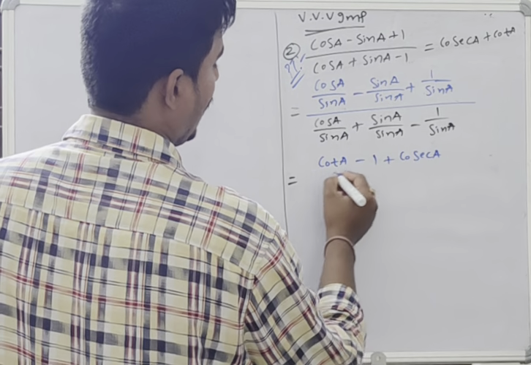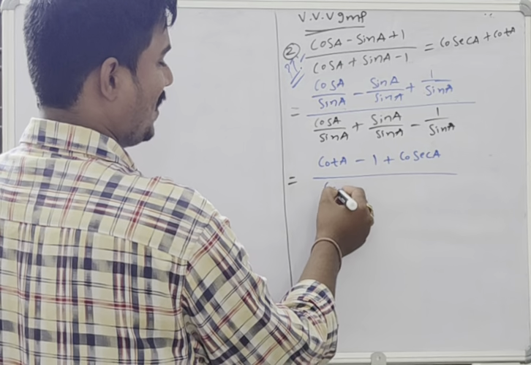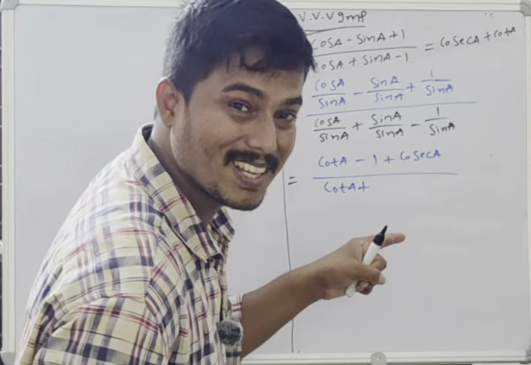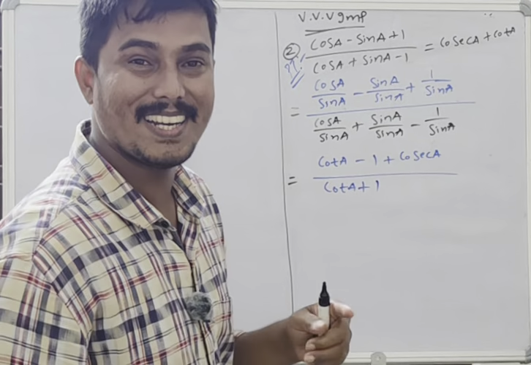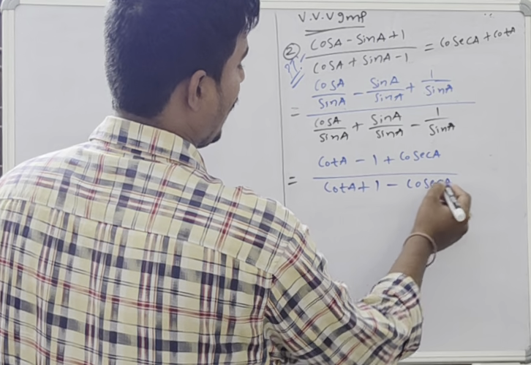Cos A by sin A, cot A, minus sin A by sin A, 1 by sin A, cosecant A. Sir, cos A by sin A just now we told, sir. We understood, sir. So cot A. Sir, sin A by sin A, we understood, sir. Yes, what is it? 1. Sir, 1 by sin A, we know it, sir. How many times should I repeat? So it is cosecant A.